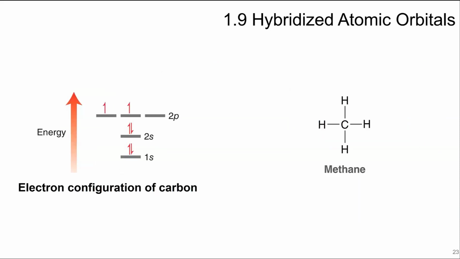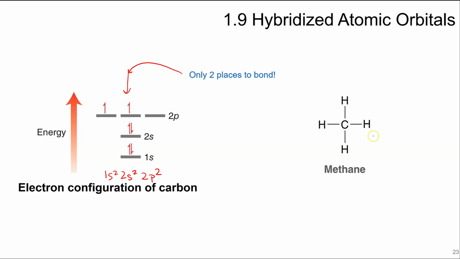So, hybridized atomic orbitals. If we look at the electron configuration of carbon, if you remember we drew that out in the last section, it had an electron configuration of 1s2, 2s2, and then 2p2. But the problem with this is that we can see that there's only, according to this, two places to bond. So there's only two spots to bond.